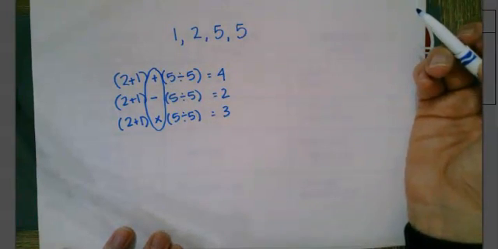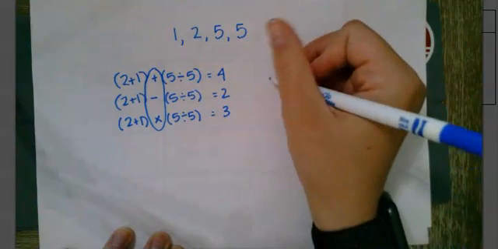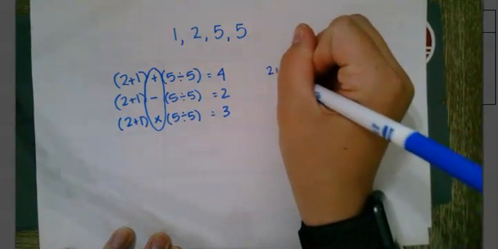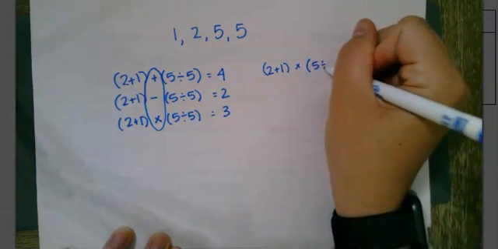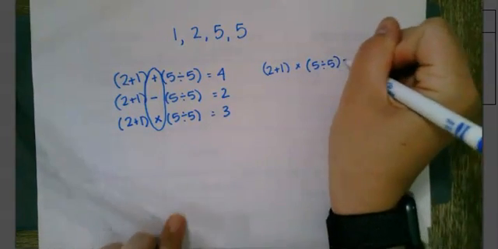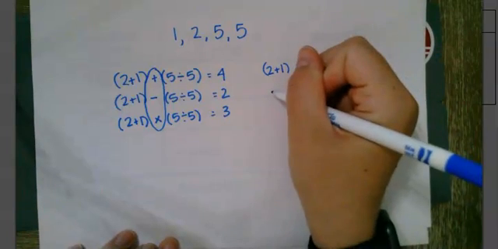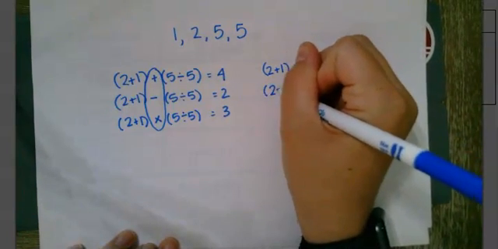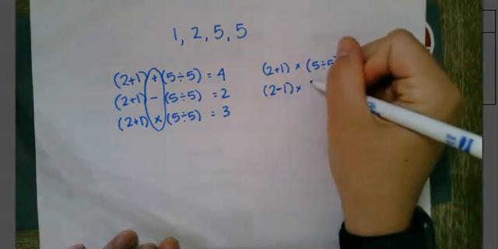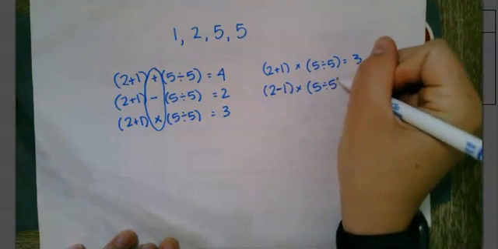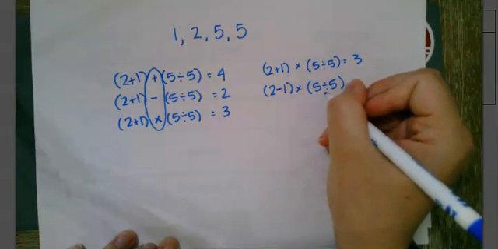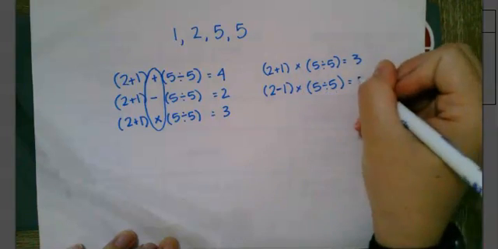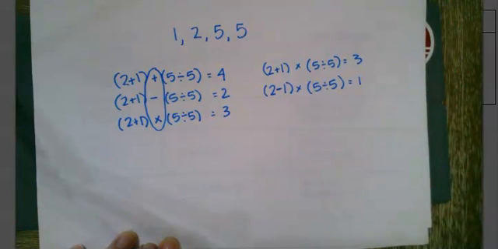Let me show you how changing the operation within the parentheses might change it. So let's say I did 2 plus 1 times 5 divided by 5. I already did that right here and I get 3. Well, now I'm going to change this operation to 2 minus 1 times 5 divided by 5. So 2 minus 1 equals 1, and then 5 divided by 5 equals 1. So now I get 1.